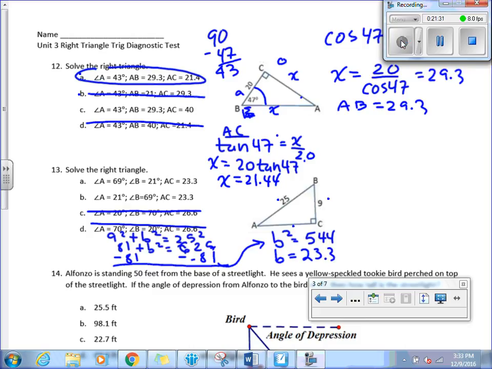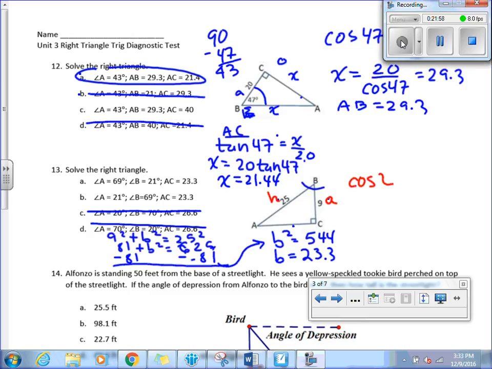Now I can start finding some angle measures. So I really just need to find one, and then I can subtract that answer from 90 to find the other angle. So I'm going to go ahead and just use what's here. I'm going to use angle B. And so angle B is my reference angle. So this would be my adjacent side, and this, of course, is the hypotenuse. And so that will be the cosine function.